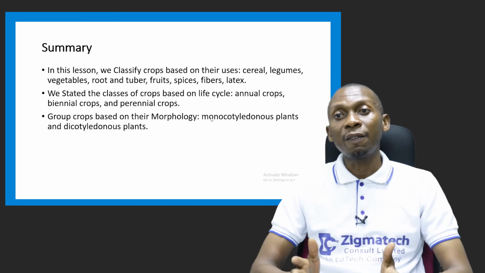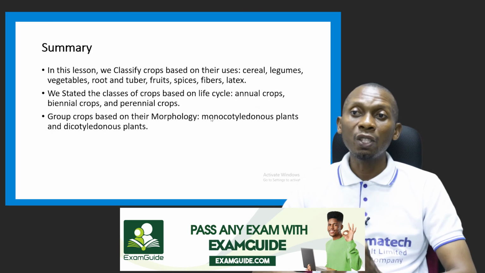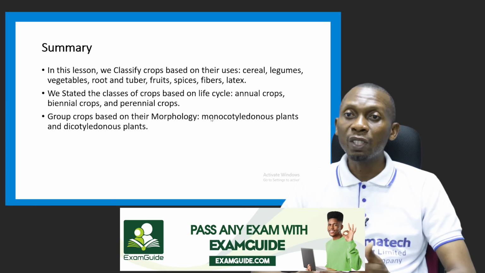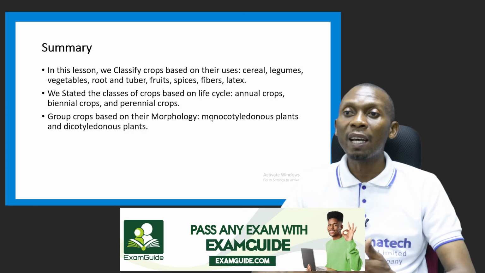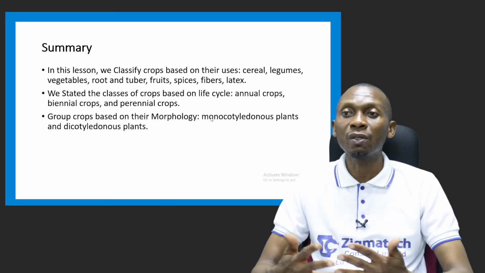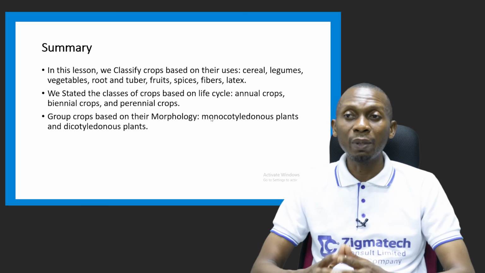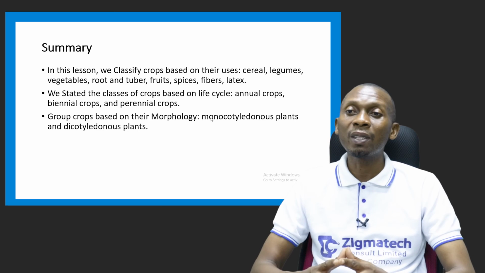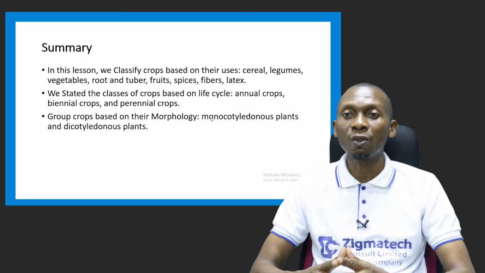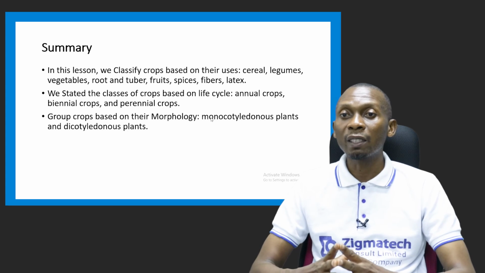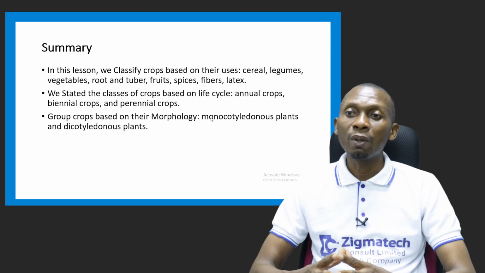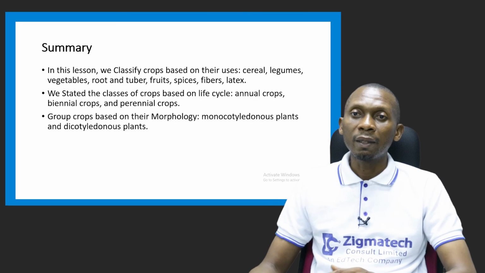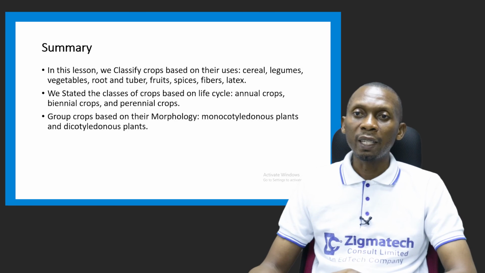So in this lesson, we classified crops based on their uses, and we looked at cereals, legumes, vegetables, roots and tubers, fruits, spices, fibers, and latex. These are crops that were classified based on their uses. We also looked at classifying crops based on their life cycle as annual crops, biennial crops, and perennial crops. And we also classified crops based on their morphology, where we looked at monocotyledonous plants and dicotyledonous plants. So thank you so much for your time.